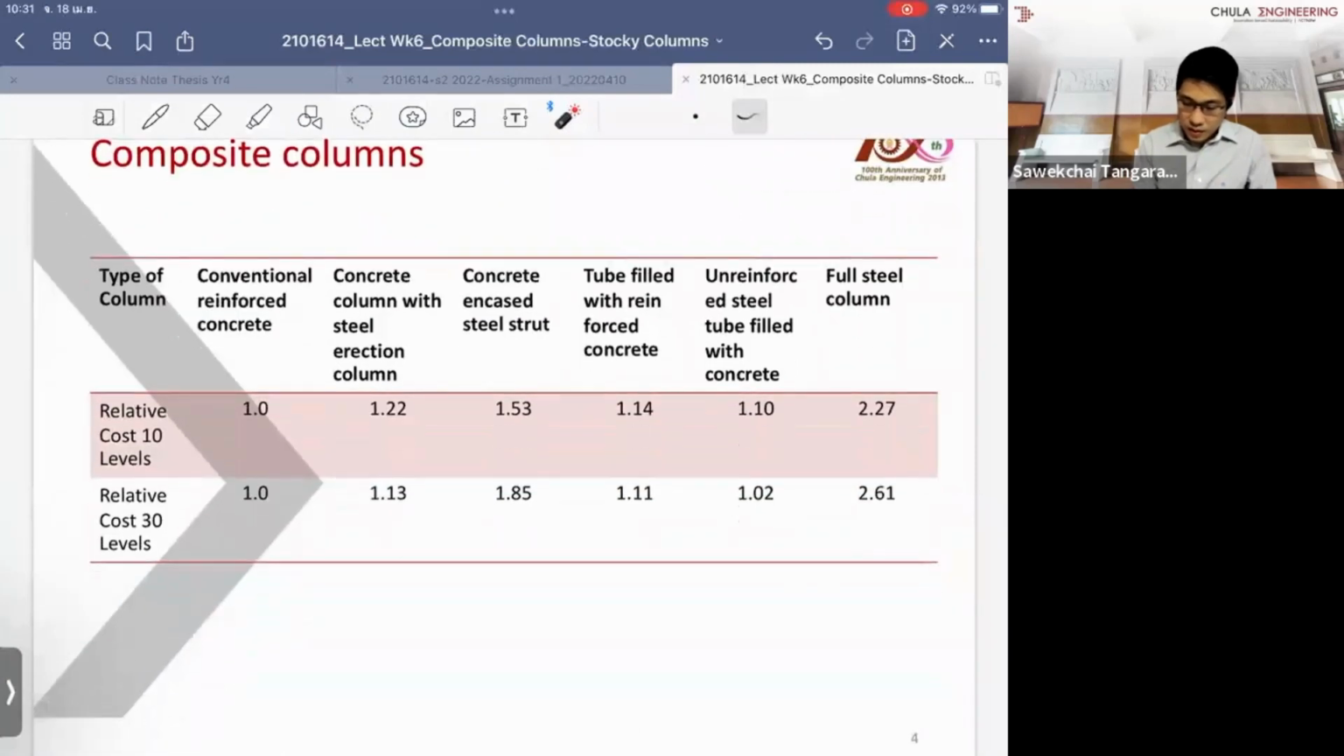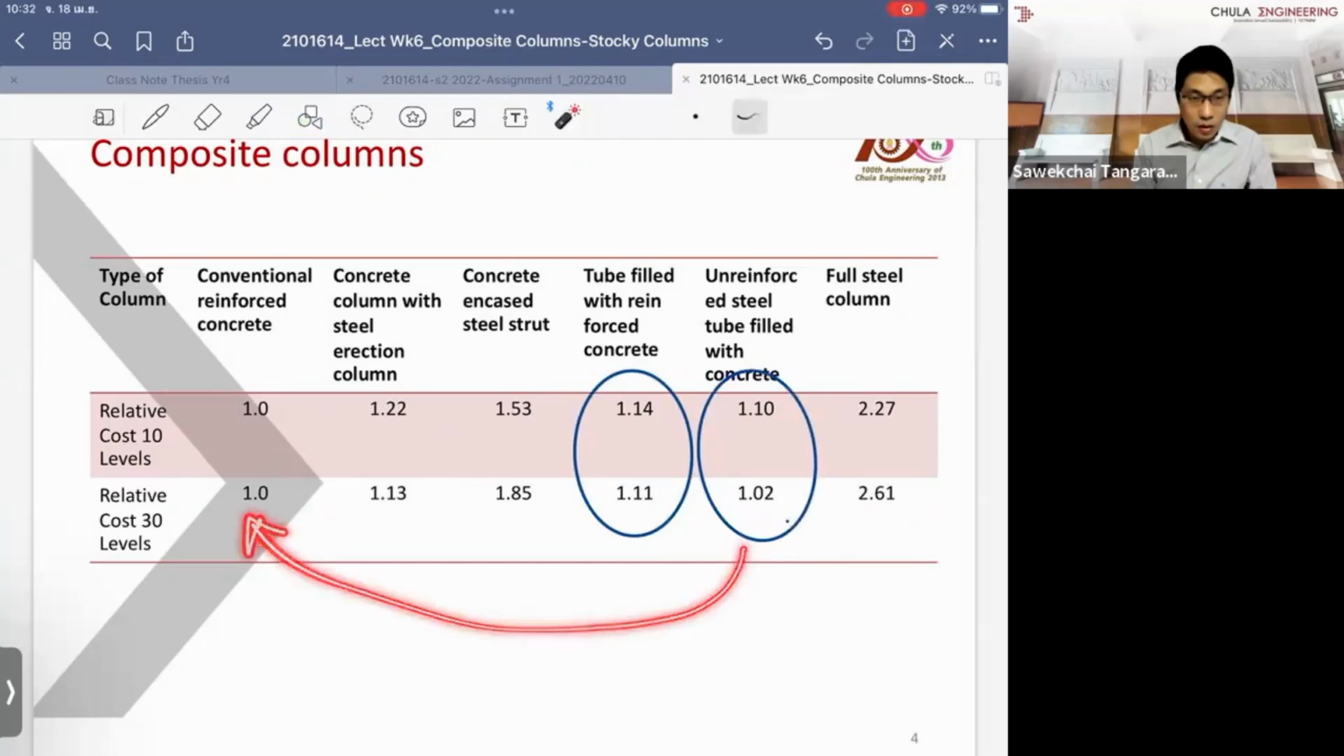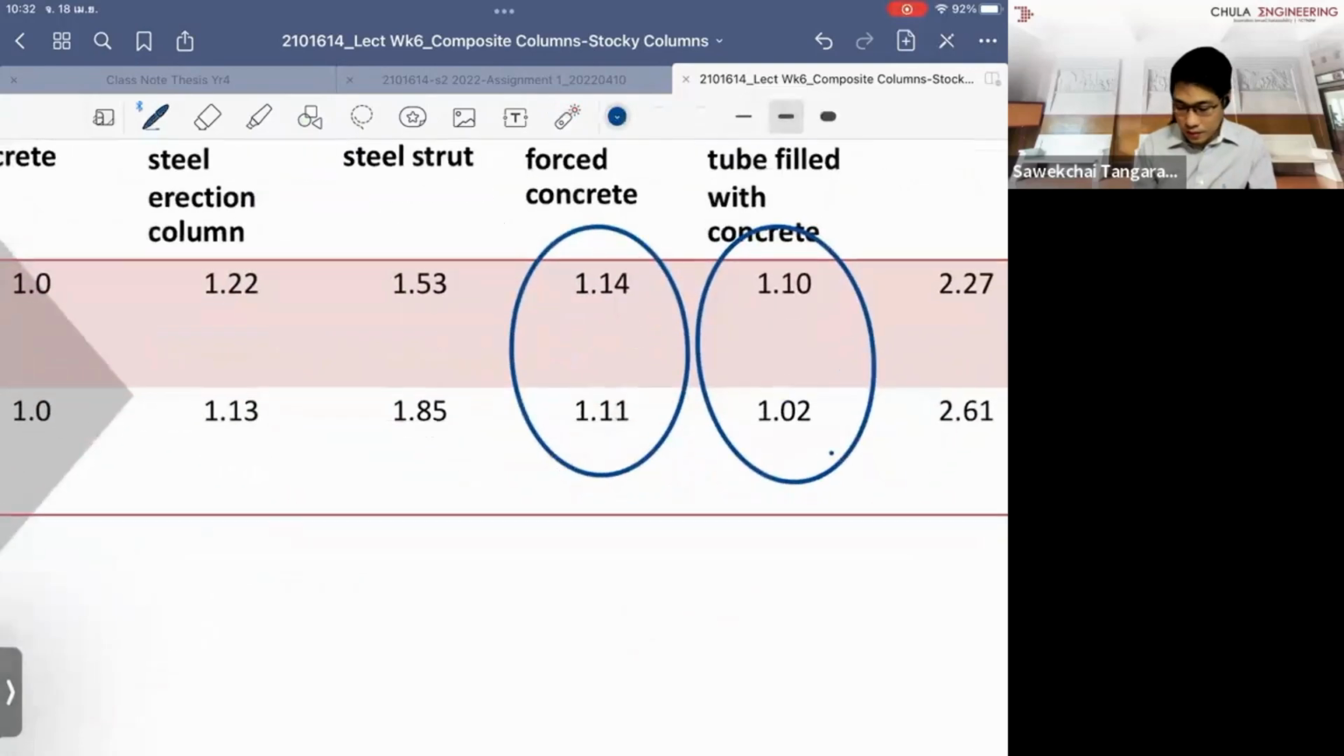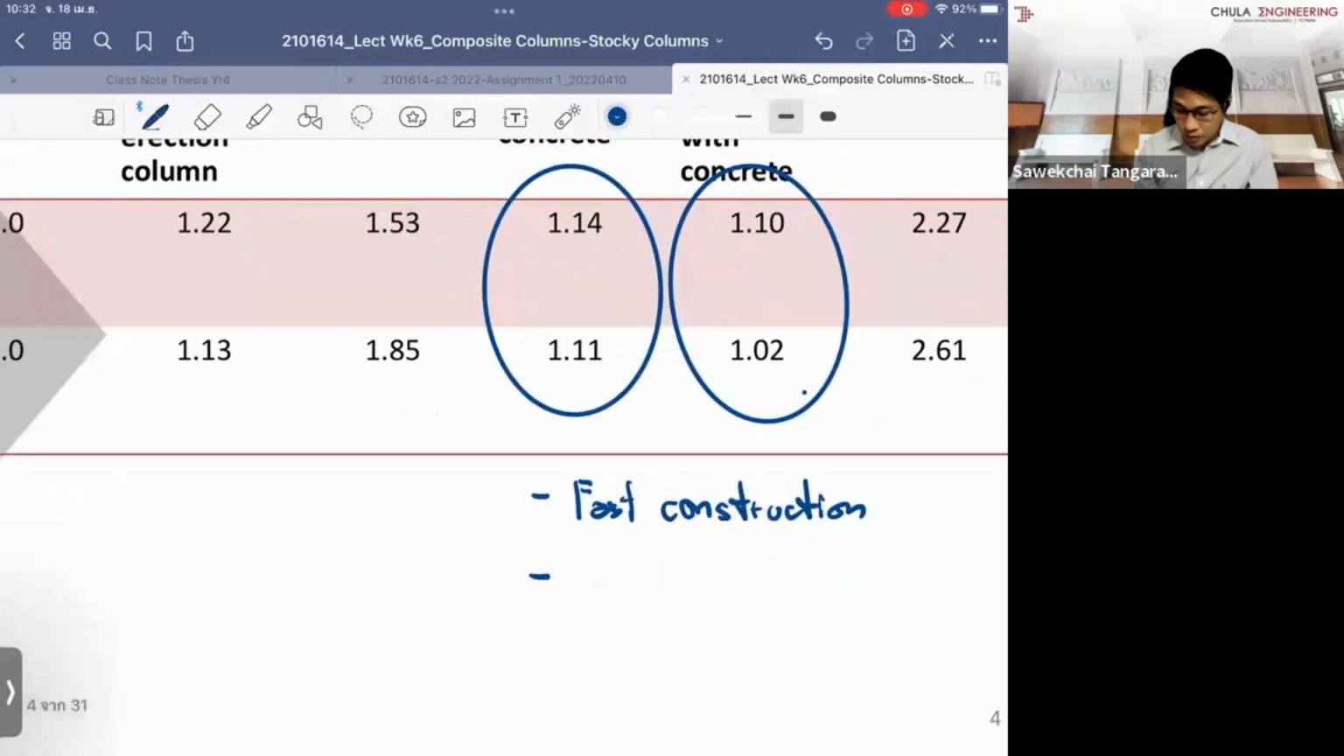Which is the cost of the construction you're looking at, which is good. And if you just have the concrete infill alone, the cost is not too bad, which is very close to the conventional concrete. But the benefit that you gain from this is, first, you have the fast construction. You also obtain what is called good ductility.